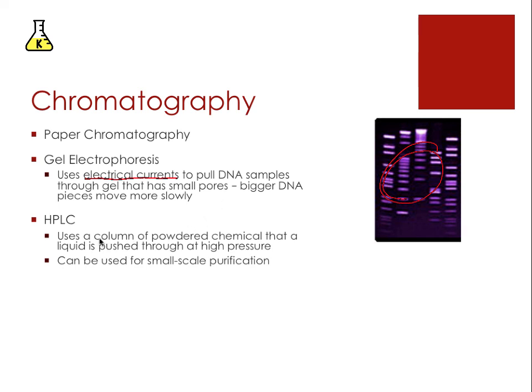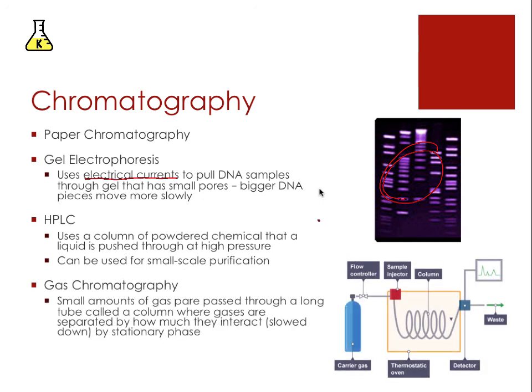What this does is it uses a large column of a powdered chemical and has a liquid pushed through it at very, very high pressures. What this is actually for is less about identification and more about purification. We can put a lot of chemicals through this column, and we'll collect the products that come out at the other end as purified substances. Last but not least, but certainly not the end of the list, is something known as gas chromatography.